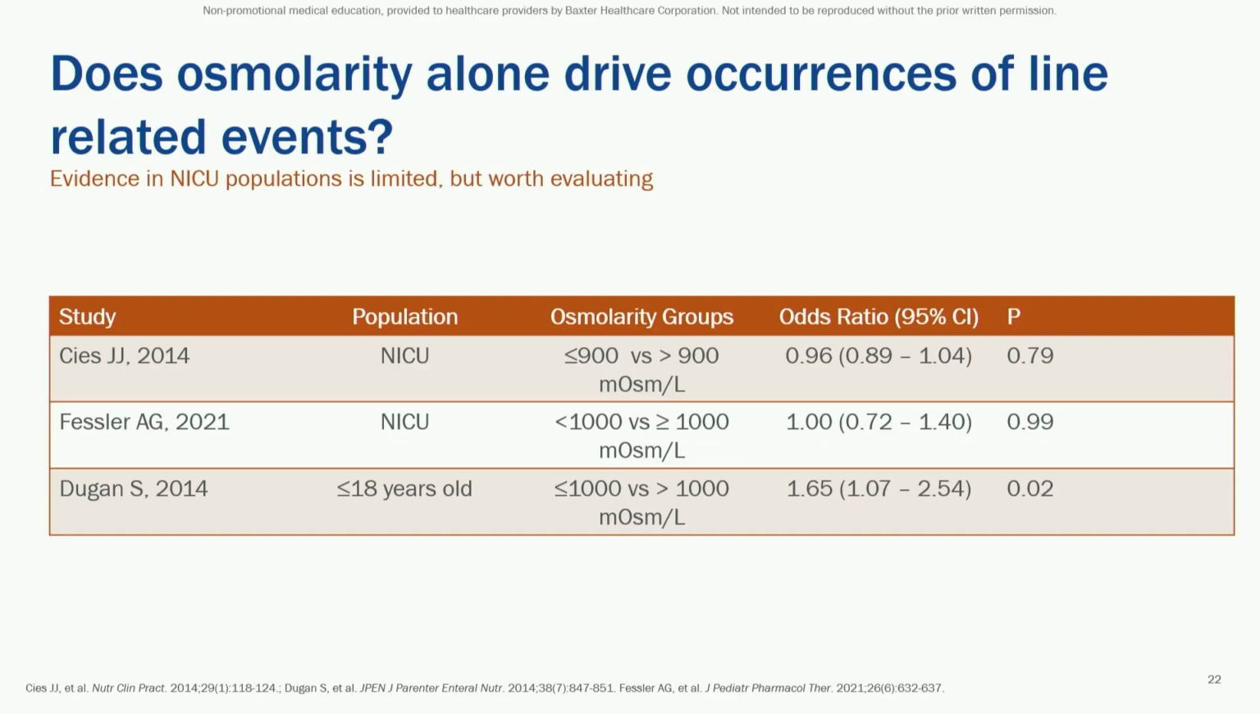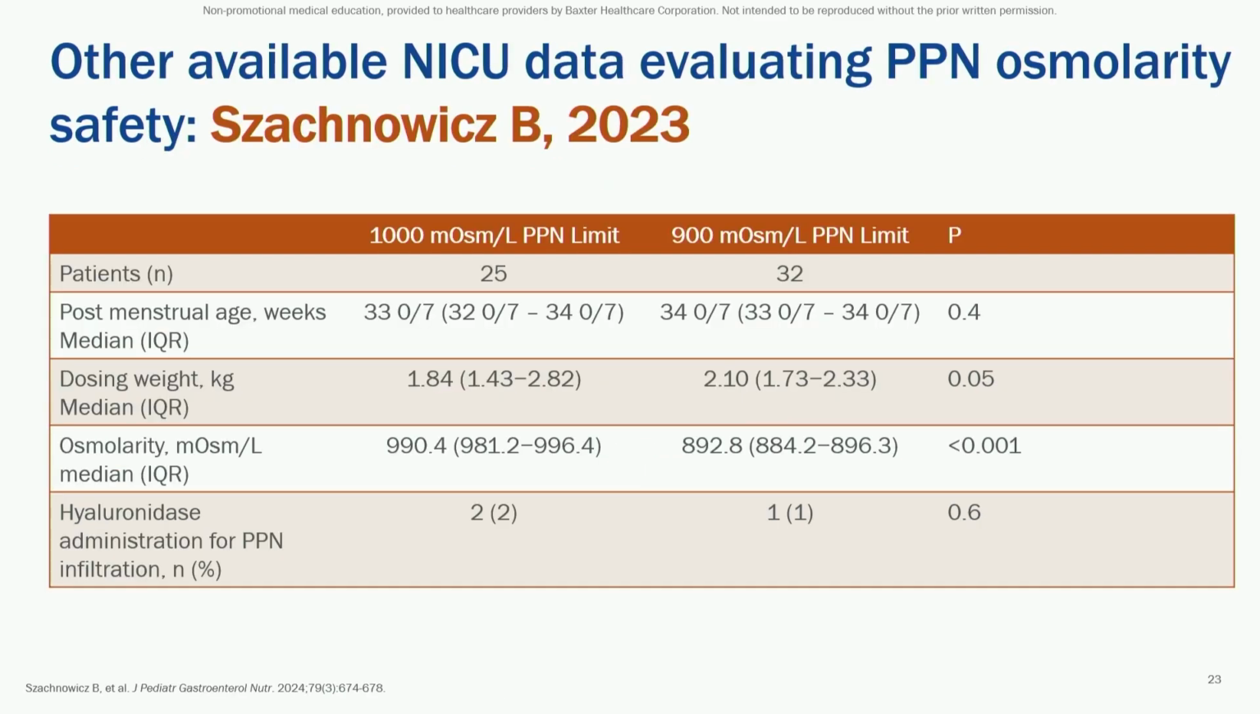Dugan et al., which was looking at a pediatric population inclusive of some infants, did see a difference in line-related events, comparing less than or equal to 1,000 or greater than 1,000 as their PPN osmolarity limit. So in the NICU, but also with other pediatric populations, there has been some evidence to show some differences in occurrence. I apologize to this first author, Shenowitz et al.